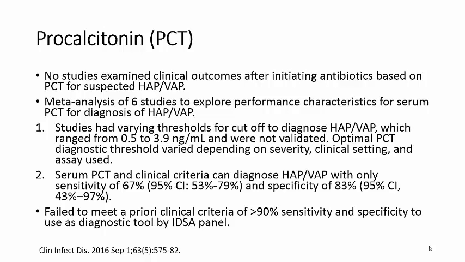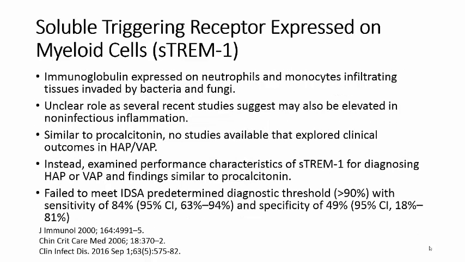So when they looked at procalcitonin along with the clinical criteria to see if we can diagnose HCAP or HAP or VAP, the sensitivity was only 67%, specificity was 83%. So for the IDSA panel to include a test, they want a sensitivity of at least 90% or a specificity of 90%, so they failed to include this in the guidelines. So some role, but not a definitive role.